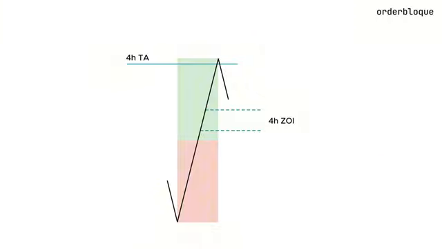The zone of interest within the range doesn't necessarily have to be on the same time frame as the trouble area. This is especially relevant in the context of aggressive order flow. You can observe the price reaction from the zone of interest on a lower time frame as well.